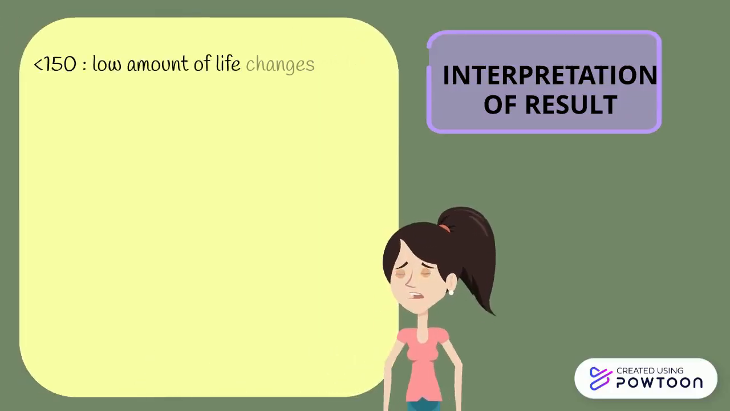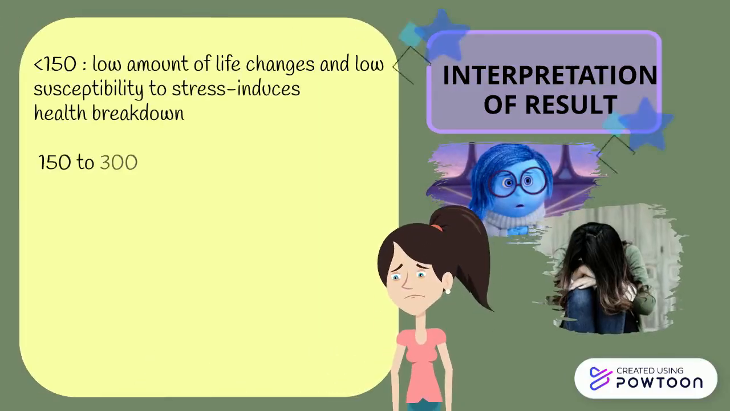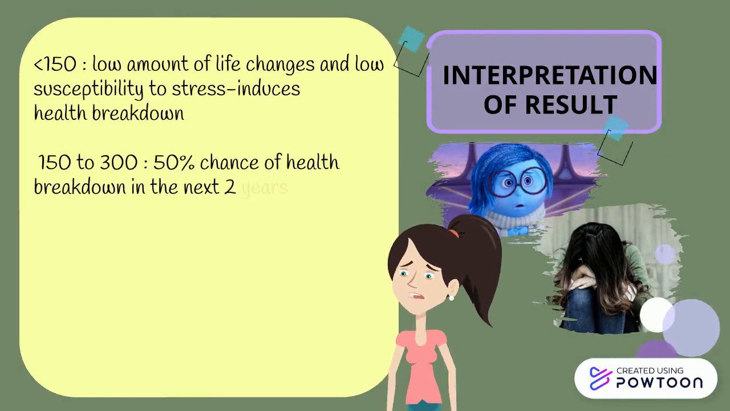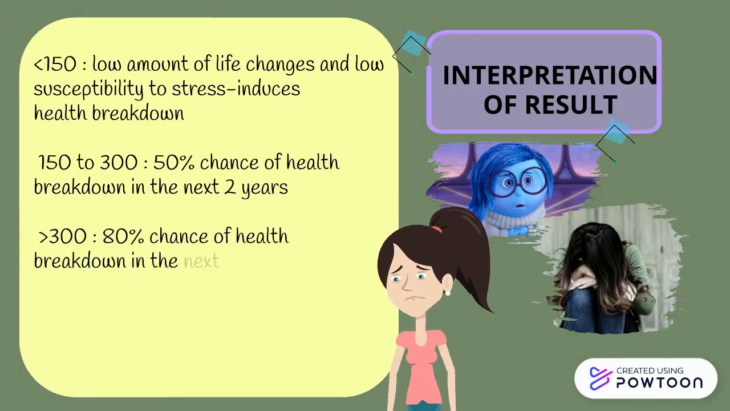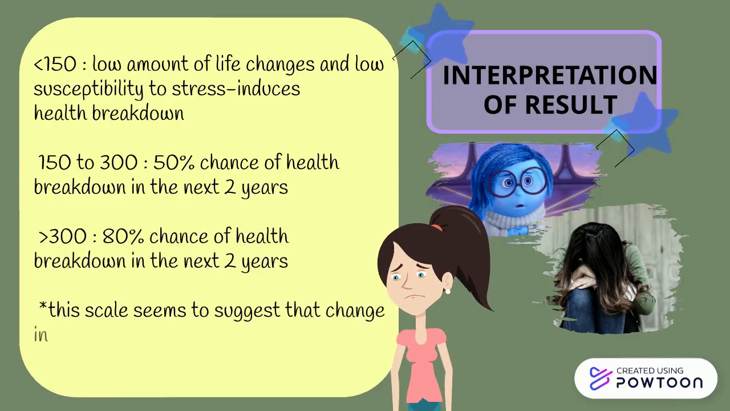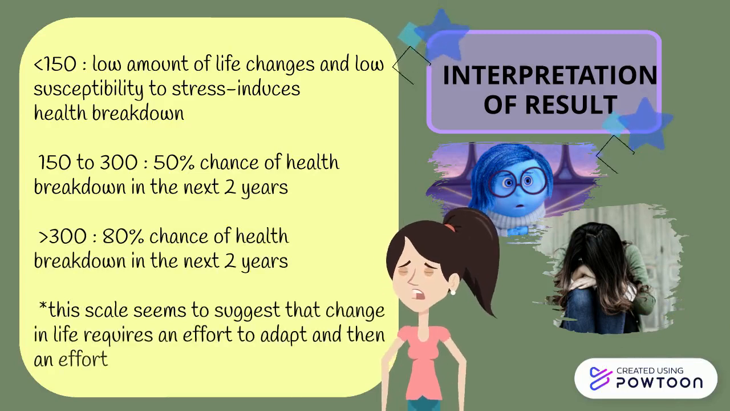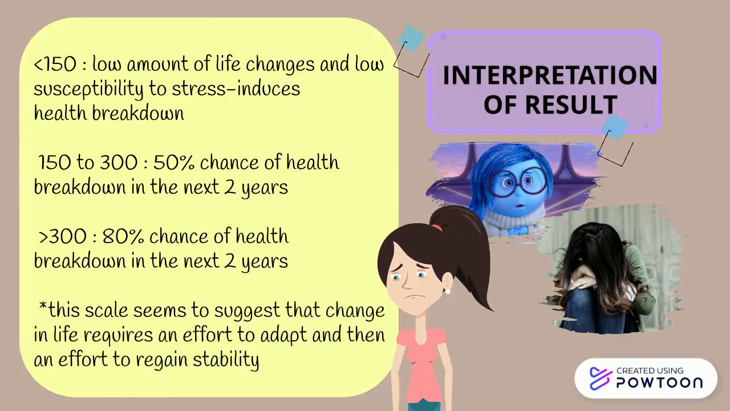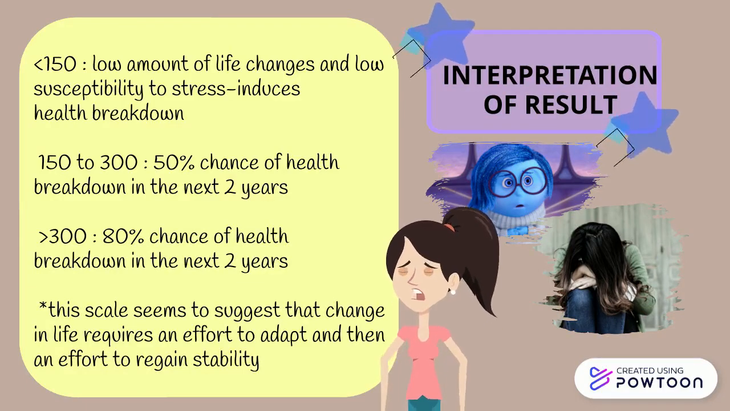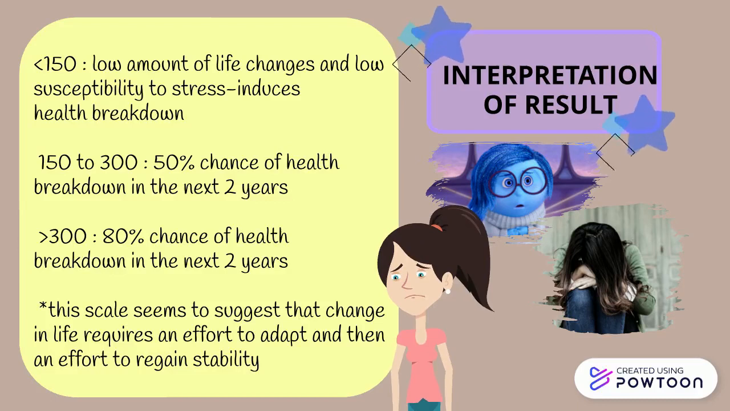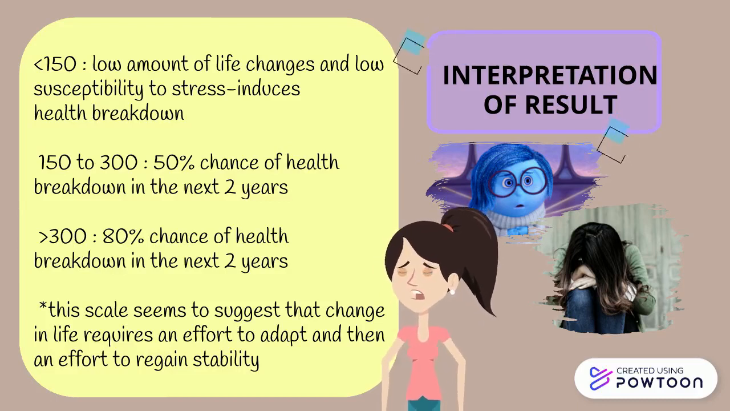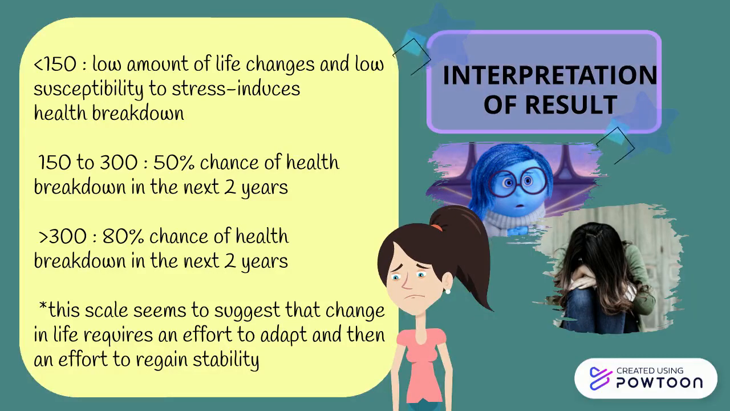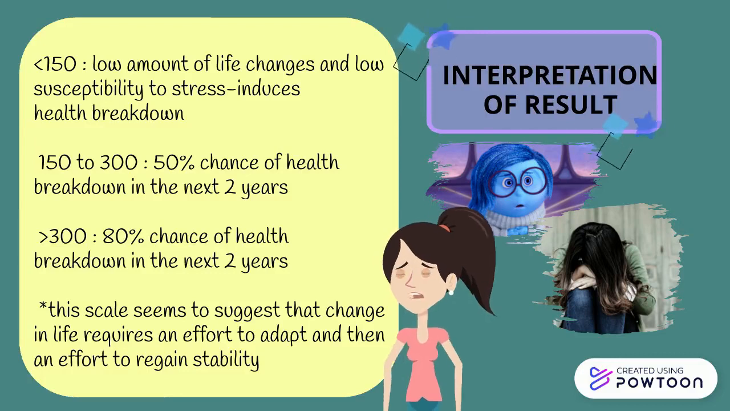Interpretation of result. If the score is below 150, there is a low amount of life changes and low susceptibility to stress-induced heart breakdown. If the score is between 150 and 300, the chance of heart breakdown in the next 2 years is 50%. If the score is higher than 300, the chance of heart breakdown in the next 2 years is 80%. This scale seems to suggest that change in life requires an effort to adapt, and an effort to regain stability.